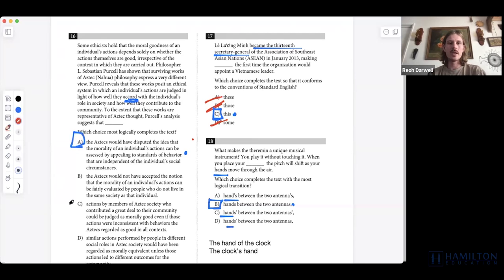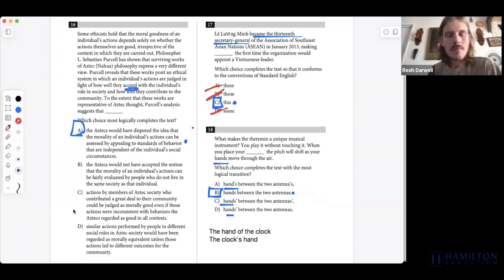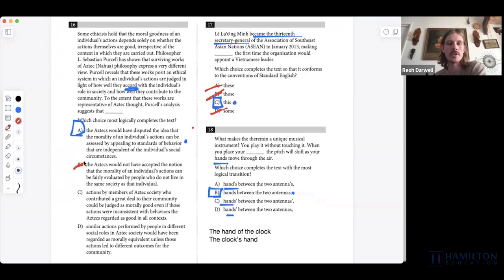B, now, B is kind of a wandering distractor, I would say, right? It gets really pretty close, but then kind of wanders away. So the morality of an individual's actions cannot be fairly evaluated without the proper social context, right? But that doesn't say that there, right? We can know a social context without being in the same society.